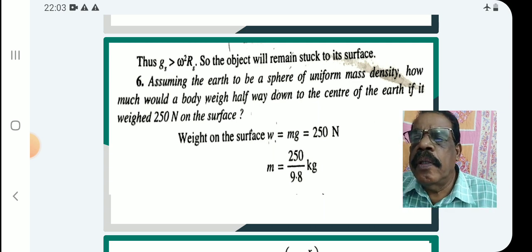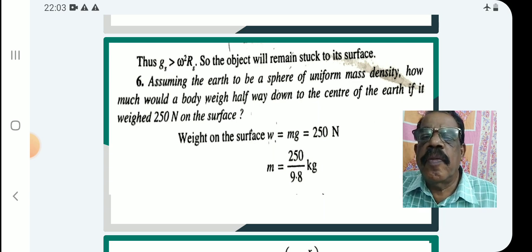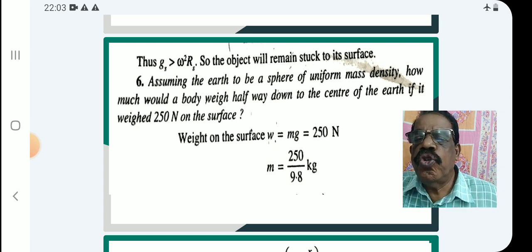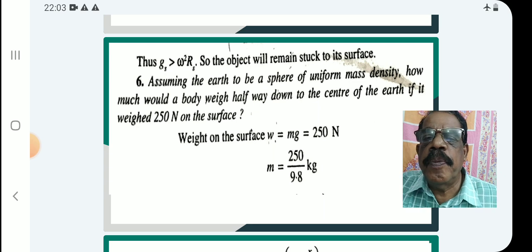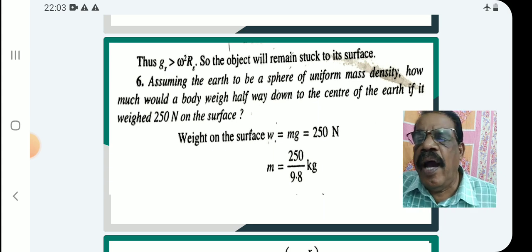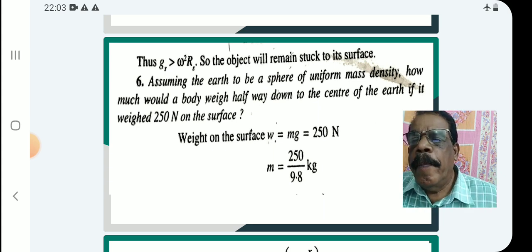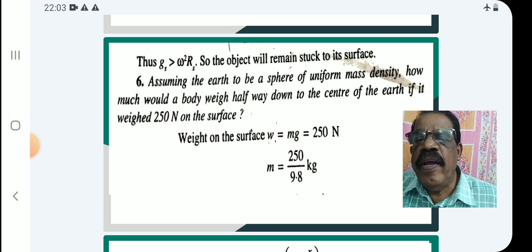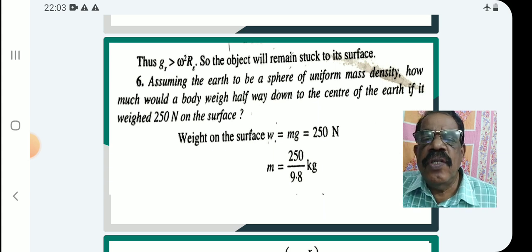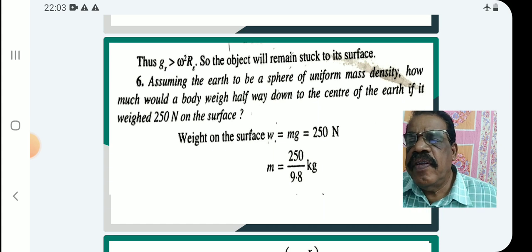There is a point, thus g is greater than omega square r, so the object will remain stuck to the surface. Next, assuming the Earth to be a sphere of uniform mass density, how much would a body weigh halfway down to the center of Earth if it is weighed 250 Newton on the surface?